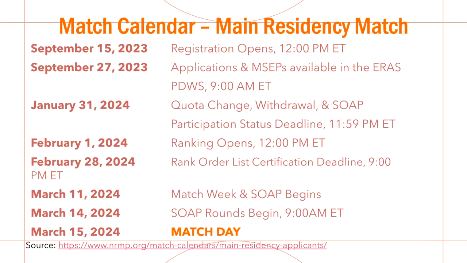So the match calendar, to just give you an idea, and I'm sure you know that extremely well: September 15th is when registration opens for the main residency match. September 27th, you can start seeing applications and MSPEs available within the ERAS system. The schools right now are busy getting all this information put in. January 31st is the last day for quota changes, withdrawal, and so participation. So you really have to have everything done by that date.